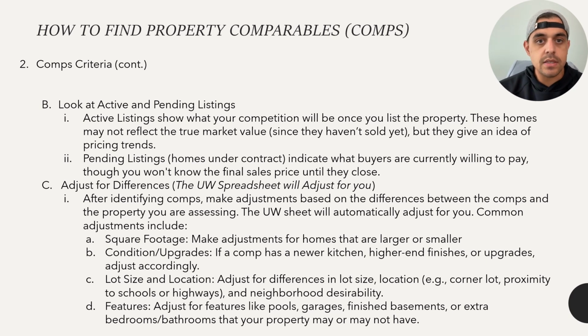So, for a 1,000 square foot ranch, you can get an idea of what they're listed for at the moment. Also, pending listings are homes under contract. They indicate that buyers are currently willing to pay, although you don't know what the final sales price is. You can see this home was listed for $299 and went under contract in 2 or 3 days. Okay, that's a good sign, versus properties that were listed for $299 and might be under contract, but have been on the market for 120 days. That's not the best sign in the world.